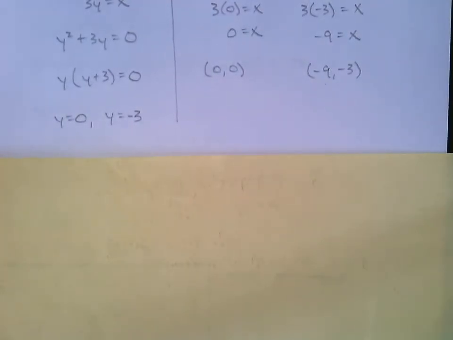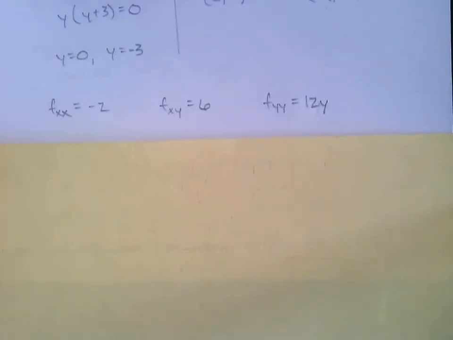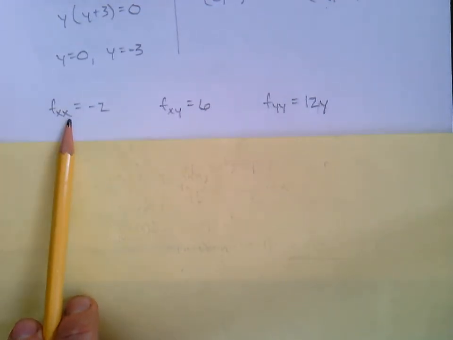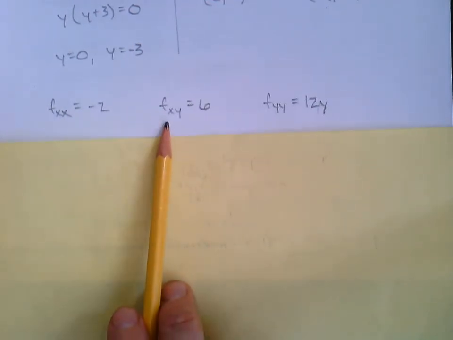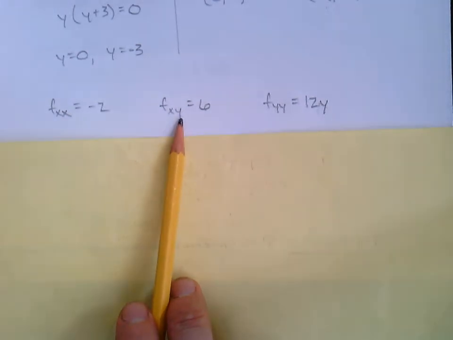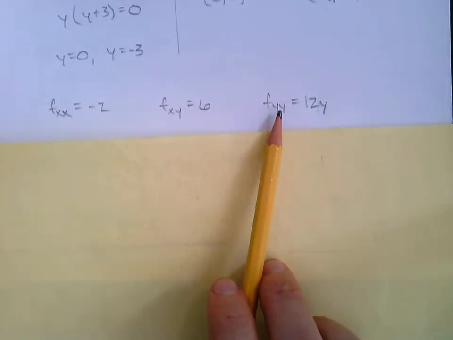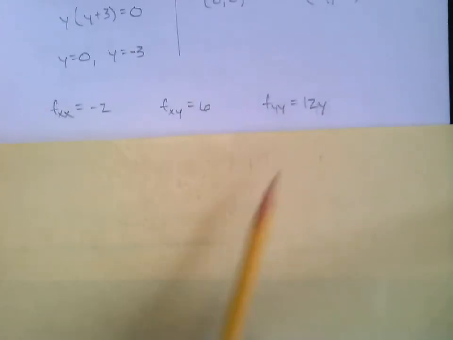And of course, first we need those second derivatives, so maybe we go there next. Here are the second derivatives, and I don't think I'm going to be able to fit it all on the screen at once. But if you look back at fx and take another derivative with respect to x, then you'll get -2. If you look at fx and take the derivative with respect to y, you'll get 6. And if you look at fy and take the derivative with respect to y, you get 12y.